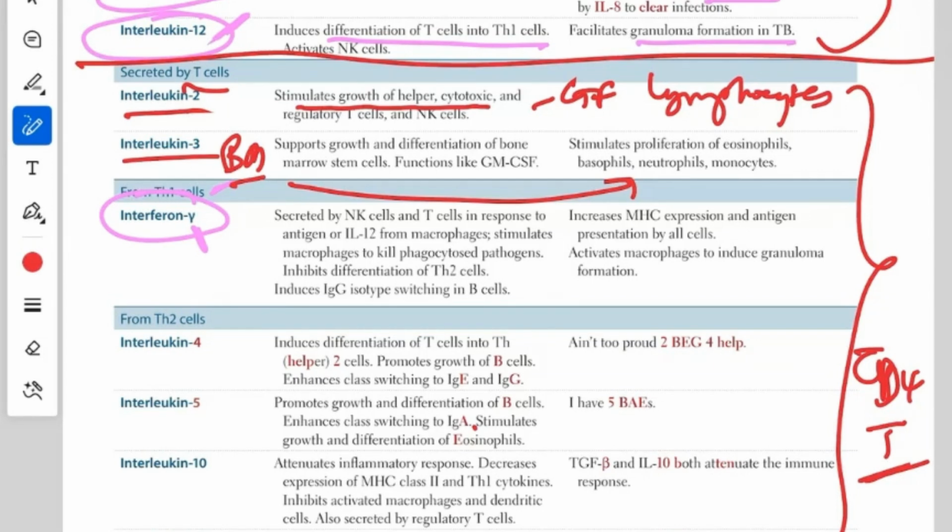interleukin 3. We also said the other three musketeers that go together, 1, 6, and tumor necrosis factor alpha, also stimulate leukocytosis, but interleukin 3 also does that job.